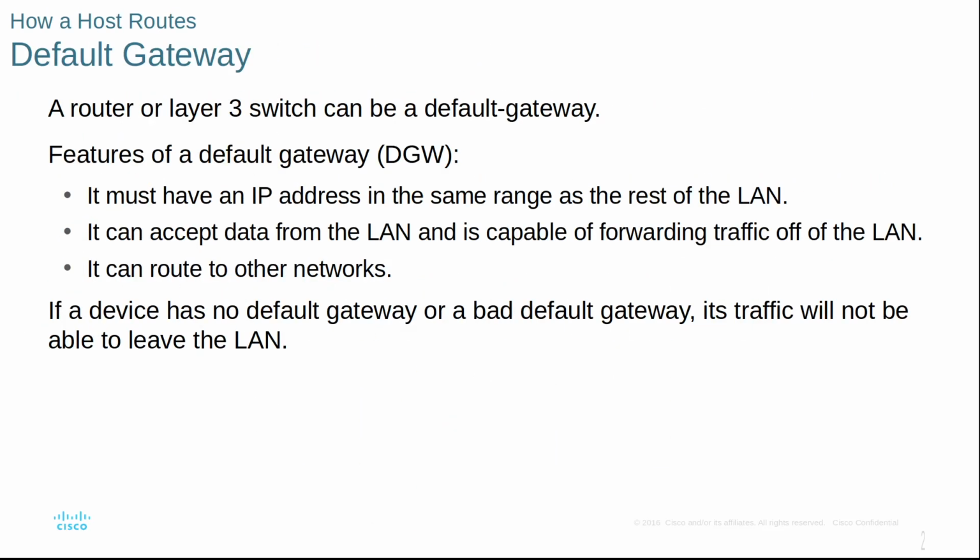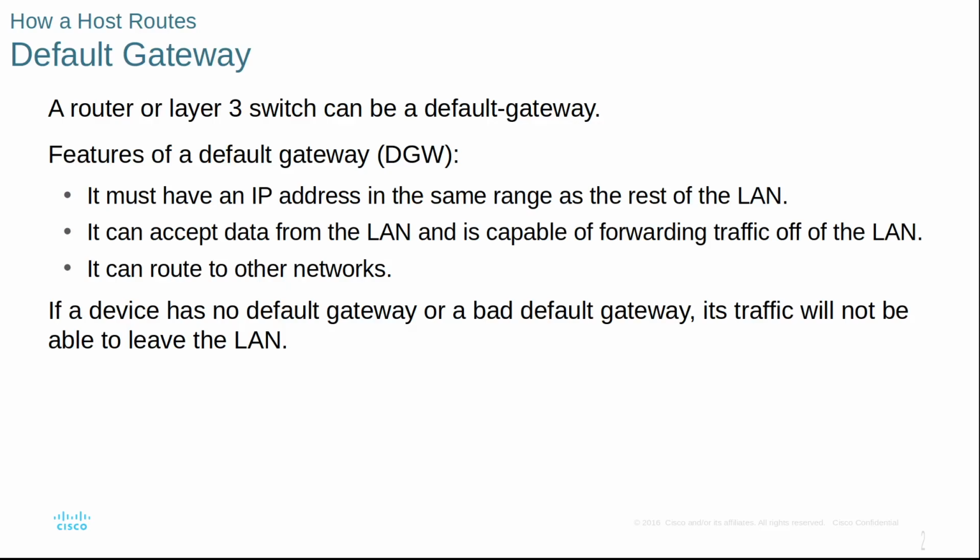Now, a router or a layer 3 switch can be configured as the default gateway. To be a default gateway, it has to have a couple things. Its IP address has to be on the same subnet as the rest of the devices in the LAN, otherwise traffic's not going to get there, or it's not going to get anywhere. It can accept data from the LAN and forward it off the LAN, to the internet, to external networks. It can also route to other internal networks.